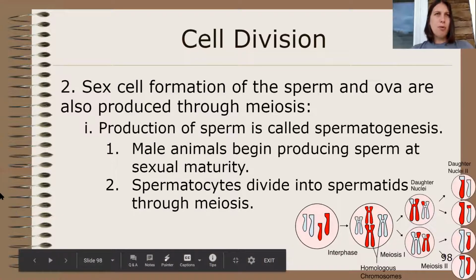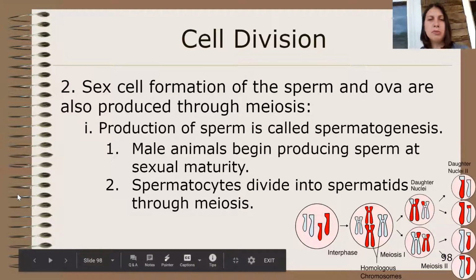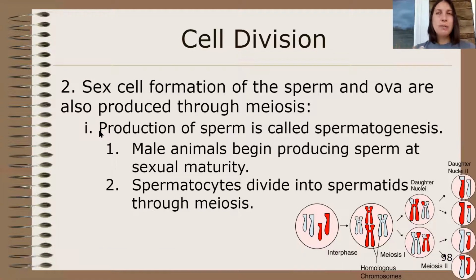So, sex cell formation. How is the sex cell made? For males, the sex cell is the sperm. So how is the sperm made? How are the eggs made in the females? They're produced through meiosis. The production of sperm is called spermatogenesis.